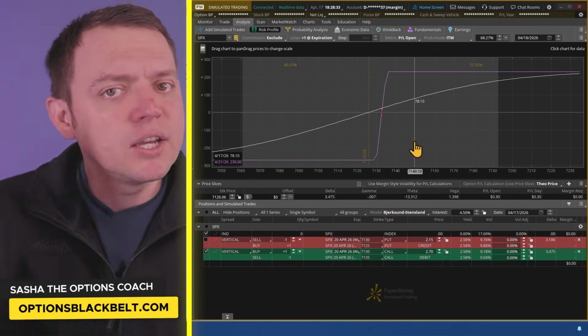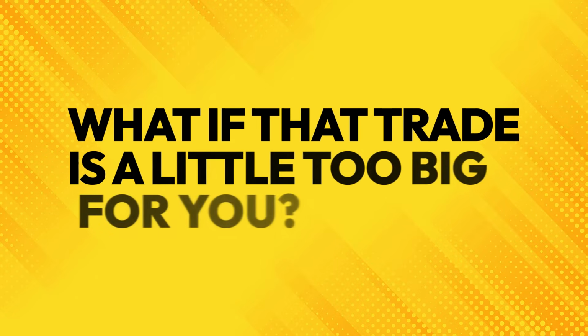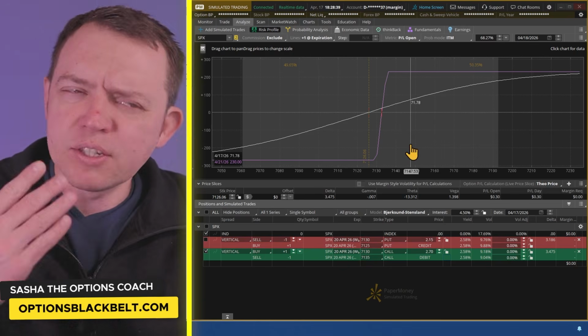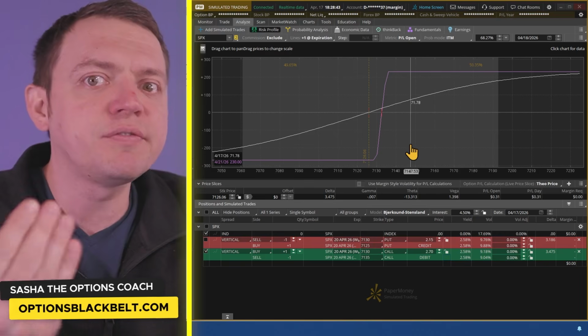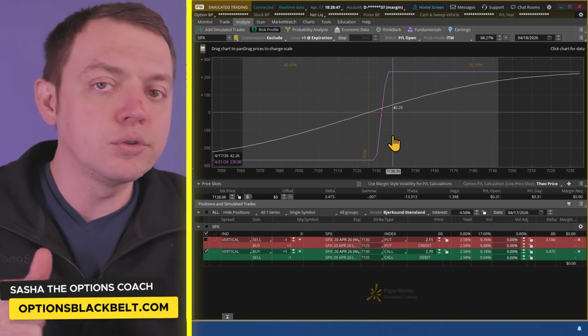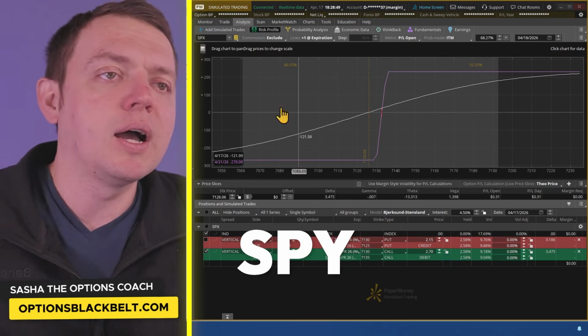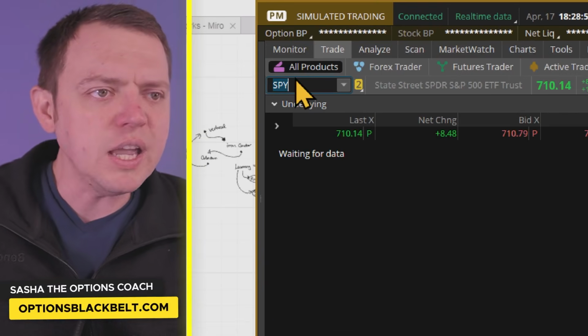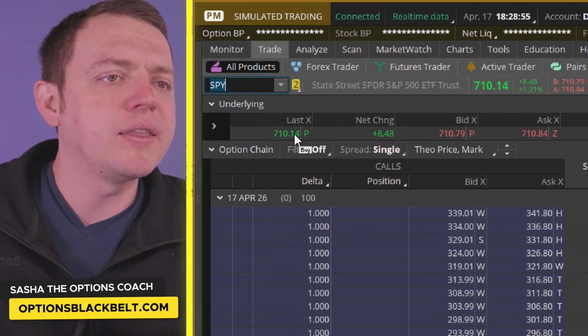So that's fantastic. Now you might say, well, what if that trade is a little too big or too heavy? Maybe it's too big for your account size. Because in order to look at this trade, you have to be able to size it to where you can lose 5 or 6 in a row. And if this is too much, well, what can you do? Well, you could go to the SPY. So if we pull that up, we can go to SPY, and that's a lot cheaper.